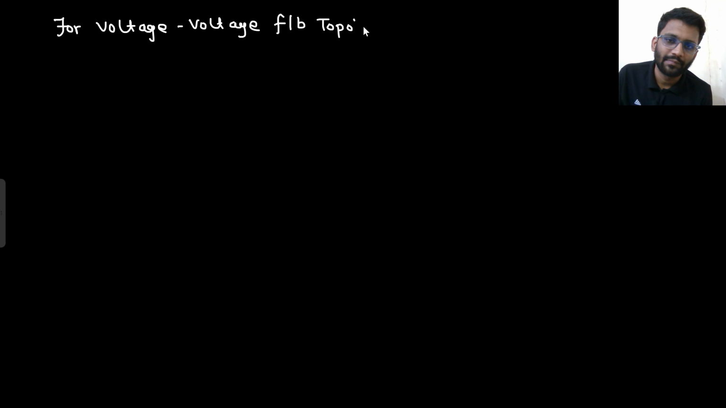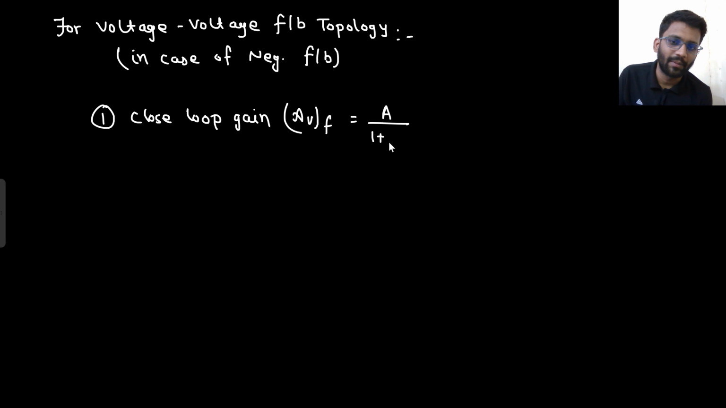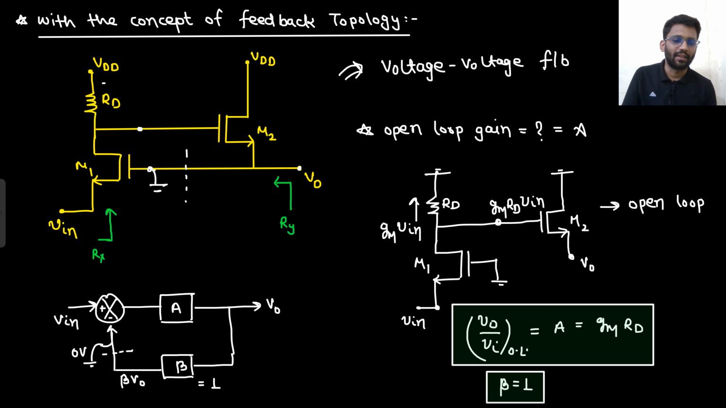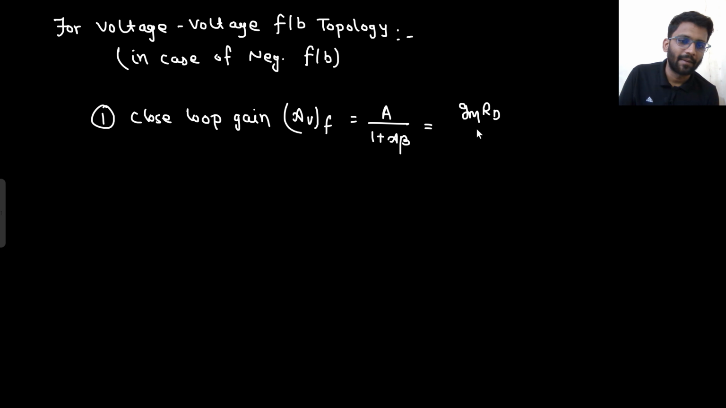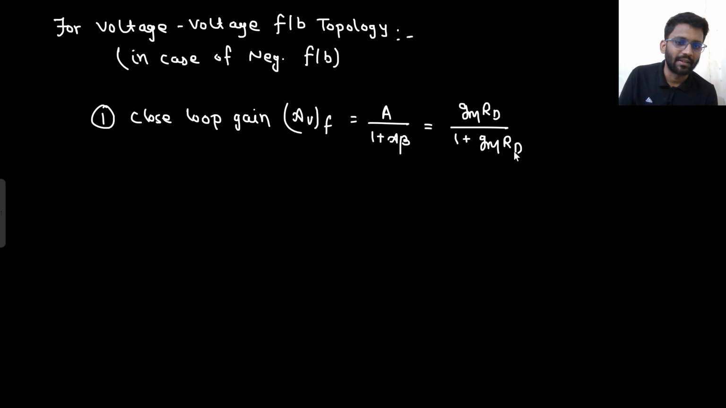Now if you need to write the closed loop gain for voltage feedback topology, in case of negative feedback, first thing, what is the closed loop gain? Closed loop gain, what I write, A_B after feedback, that is equal to A upon 1 plus A beta. What is the value of A? A is GM RD, upon 1 plus, what is A? A is GM RD only. What is beta? Beta is 1. GM RD upon 1 plus GM RD.